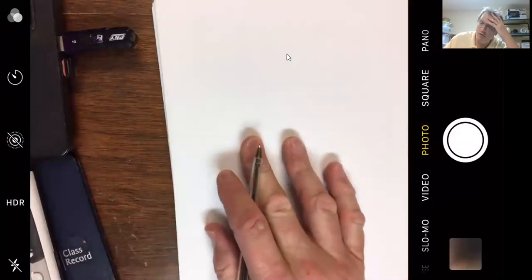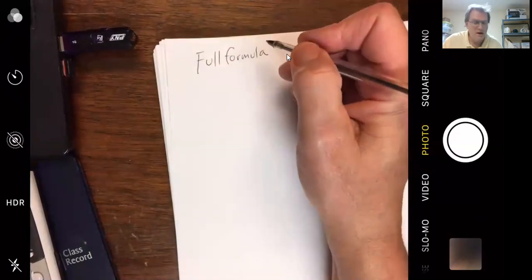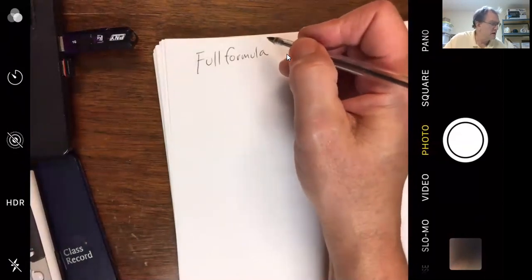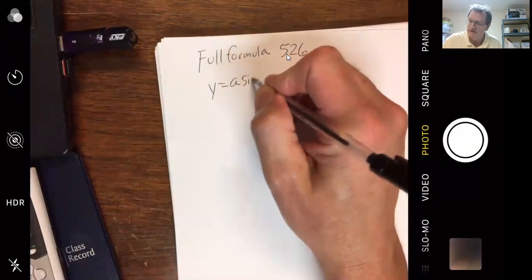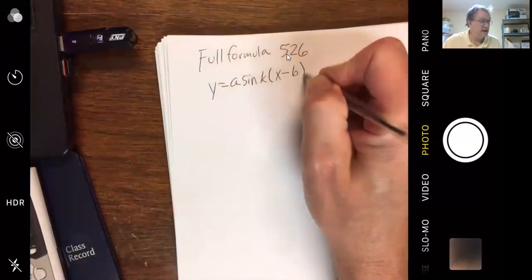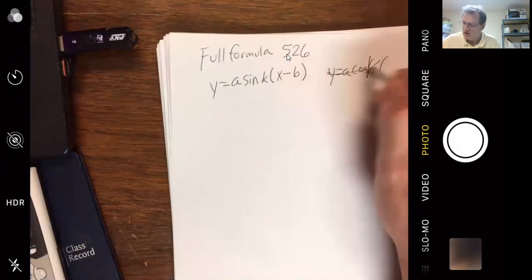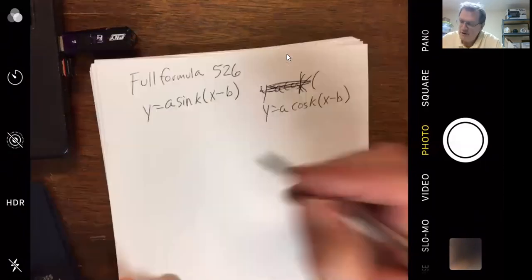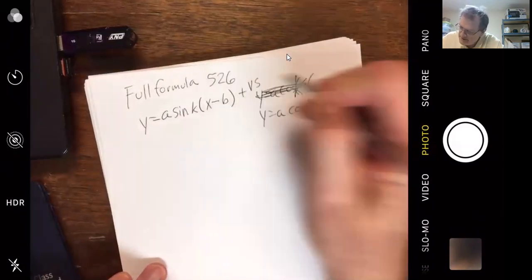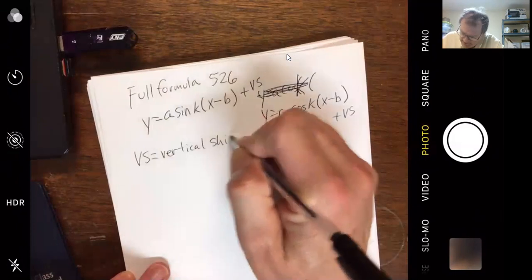All right, let's see. They give you a bunch of these. They don't really show you the full formula. The full formula is off page 526. Y equals a sine of k, x minus b, and y equals a cosine of k, and then x minus b. They don't really show the vertical shift. I like to add plus vs, vs equals vertical shift. Don't know why they won't do that.